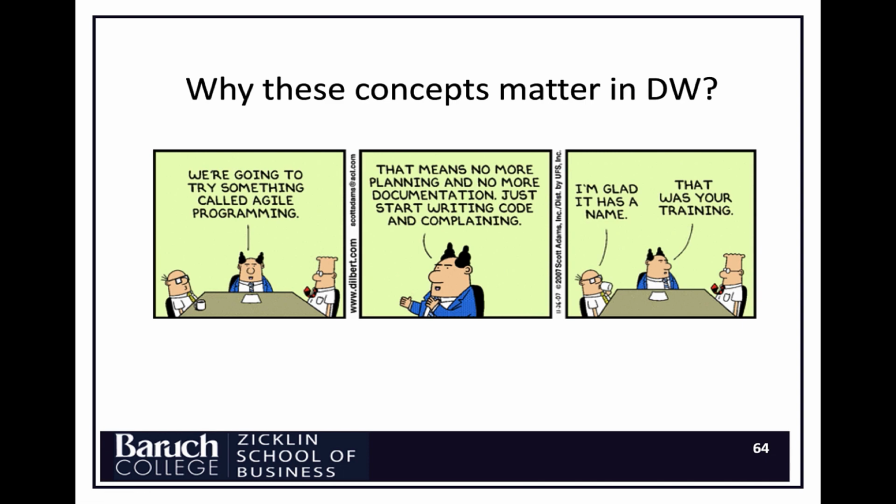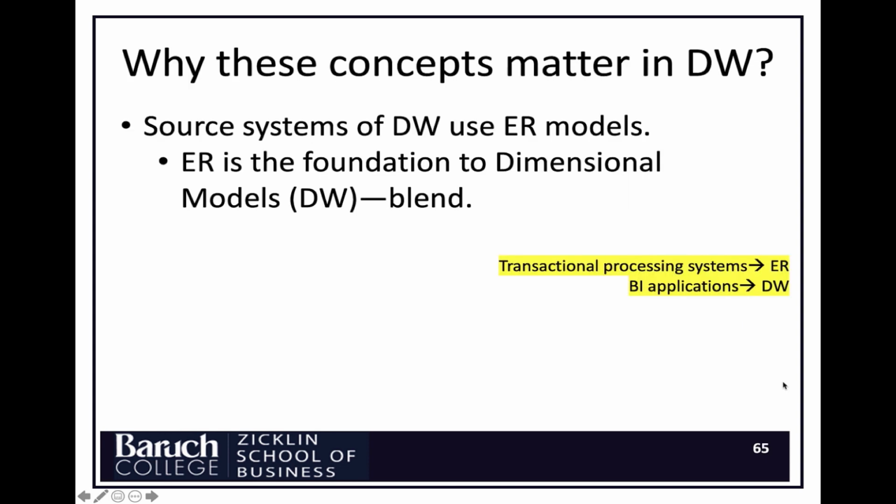And why do these matter in data warehousing? Because again, we covered all this in database. So you are all familiar with ER models that we just reviewed. Source systems of data warehousing all use ER modeling. ER modeling is the foundation to what's known as dimensional modeling, and we have several sessions later on that will cover dimensional modeling. So once you know ER, based on ER modeling, we can do dimensional modeling.